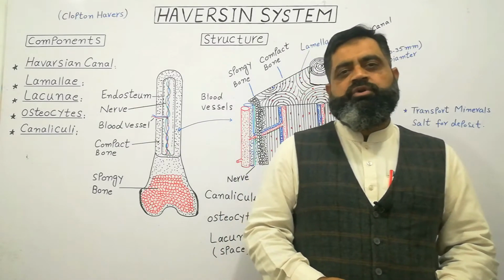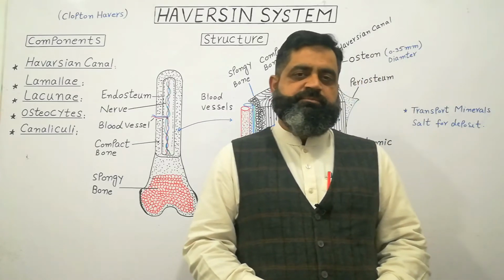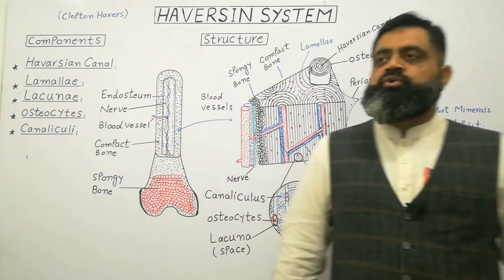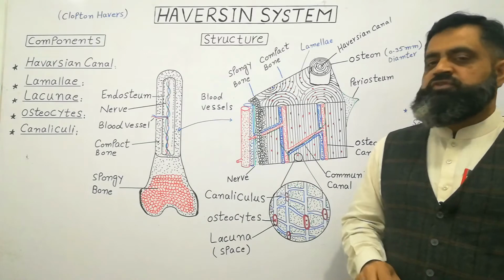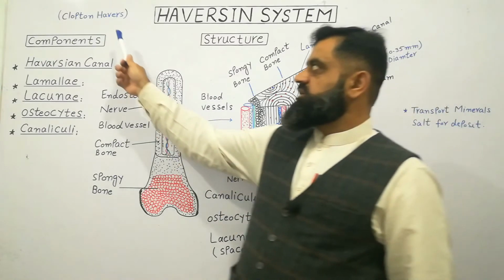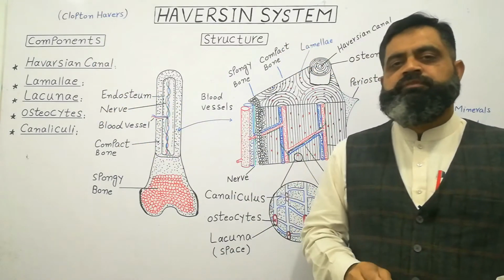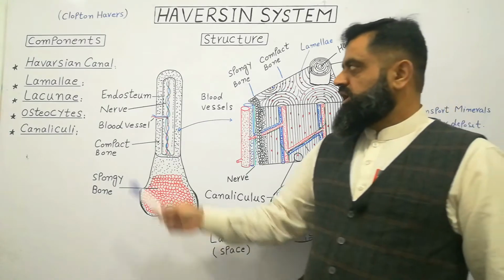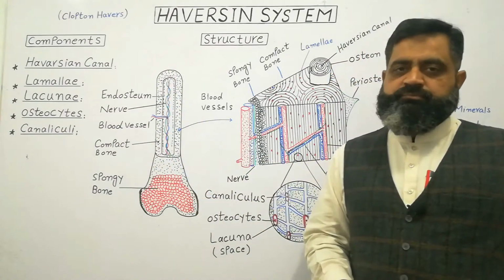Today we are going to discuss the Haversian system. To understand the Haversian system, which was named after a scientist known as Clopton Havers, first of all we have to look at the structure of a bone.